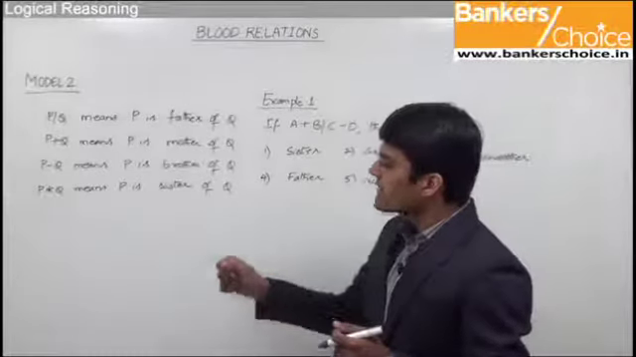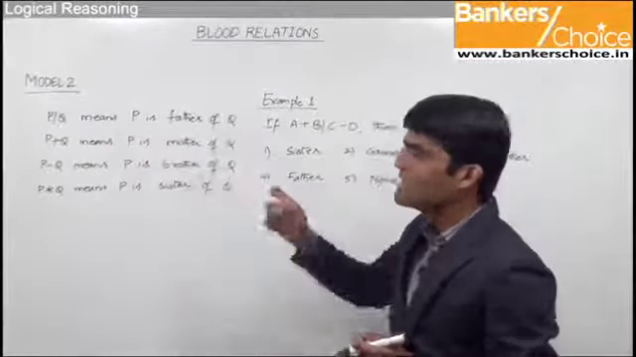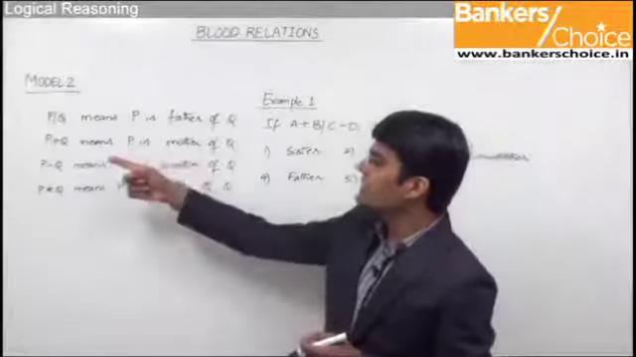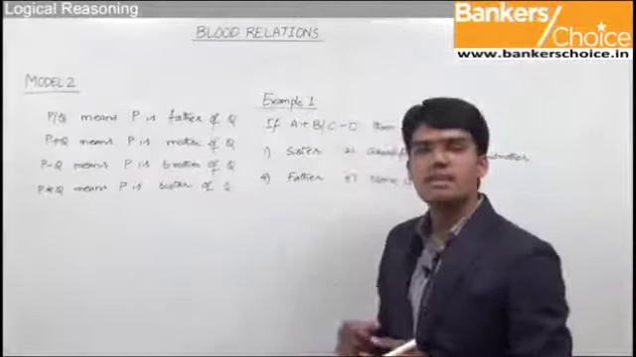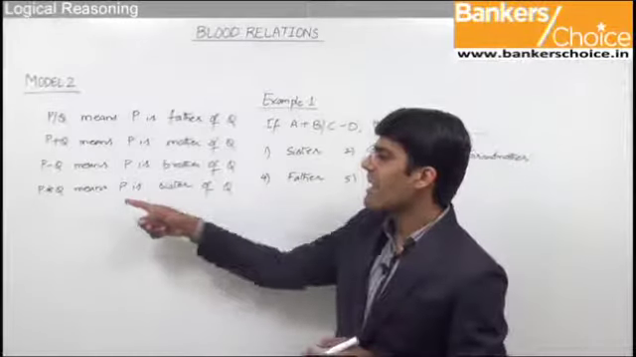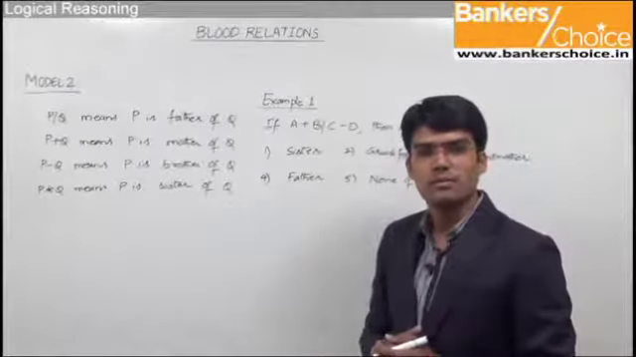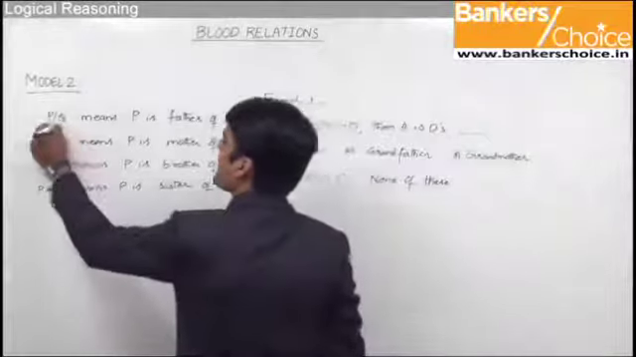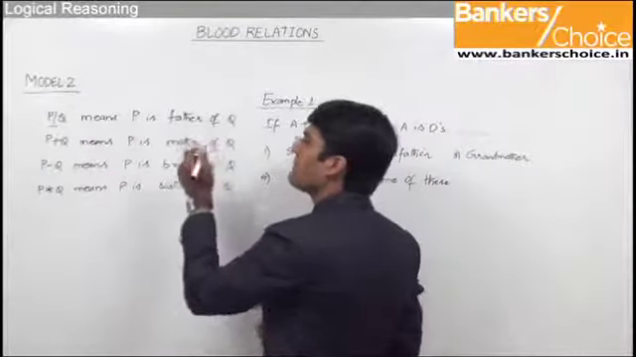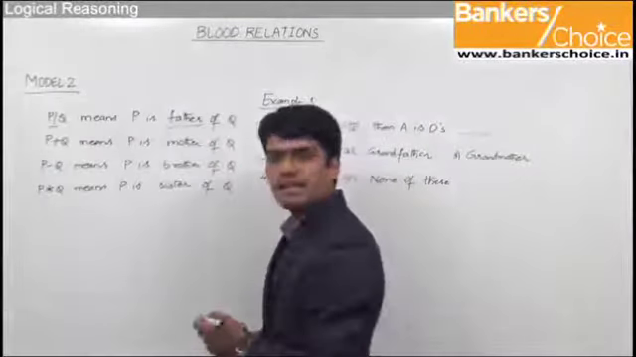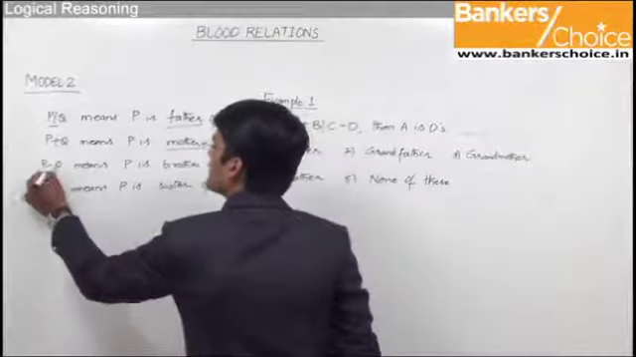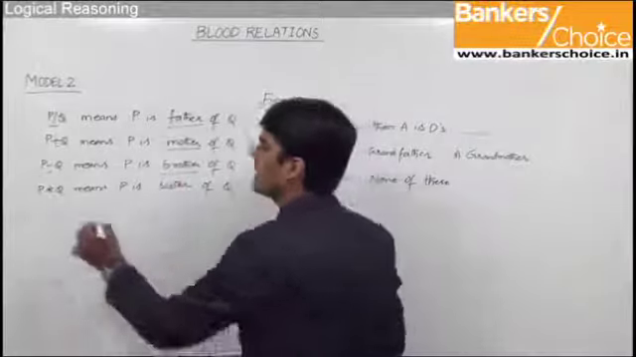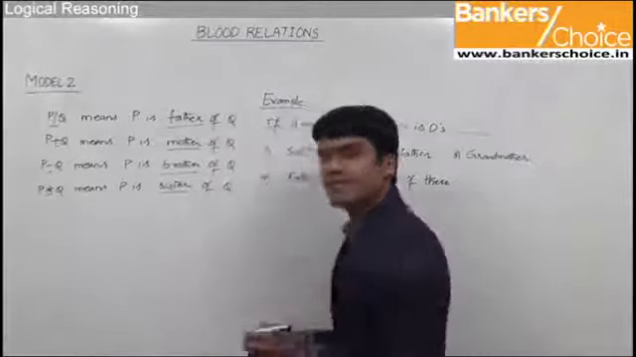The question here is P by Q means P is father of Q. P plus Q means P is mother of Q. P minus Q means P is brother of Q, and P star Q means P is sister of Q. So very clearly we can understand that whenever we find a symbol of by or division, that has to be taken as father. Similarly, plus should be taken as mother, the symbol of minus is taken as brother, and into should be taken as sister.